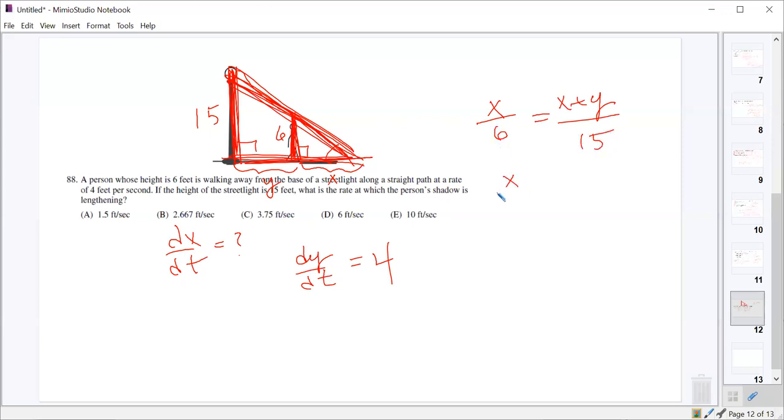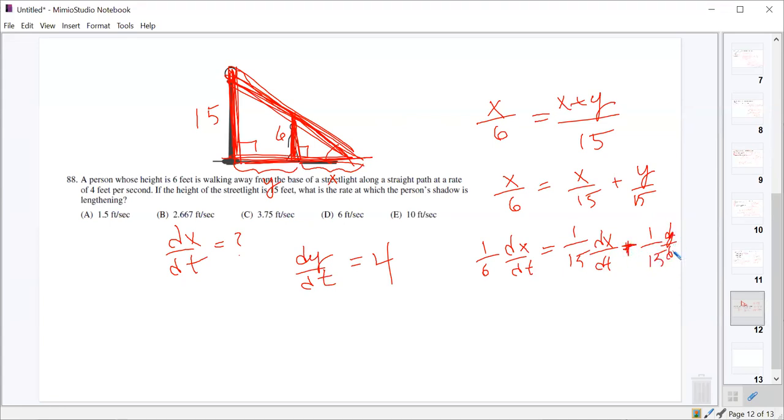And we could rewrite this if we wanted as x over 6 equals x over 15 plus y over 15. And that would make this even easier. Because now the derivative of 1/6 x is just 1/6 dx/dt. And this is 1/15 dx/dt. And this is plus 1/15 dy/dt. And we're just looking for dy. No, we're looking for dx/dt.